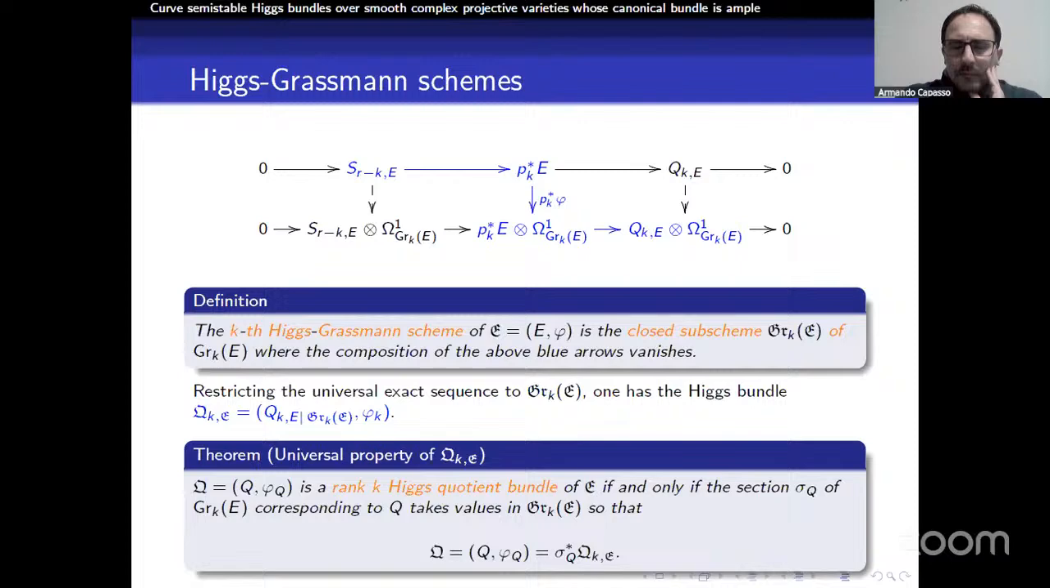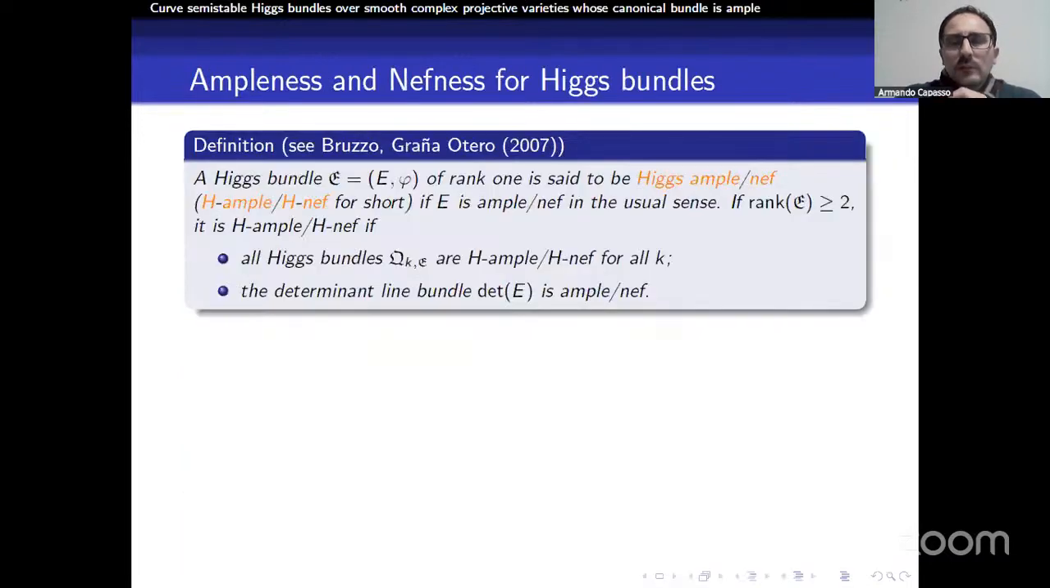One needs this Higgs Grassmann scheme in order to give positivity conditions for Higgs bundles, in this case the so-called ampleness and nefness. Okay, what do I mean? Ugo Bruzzo and Beatriz Graña Otero gave the following definition. A Higgs bundle E of rank 1 is said to be Higgs-ample or Higgs-nef, H-ample or H-nef for short, if E is ample or nef in the usual sense.